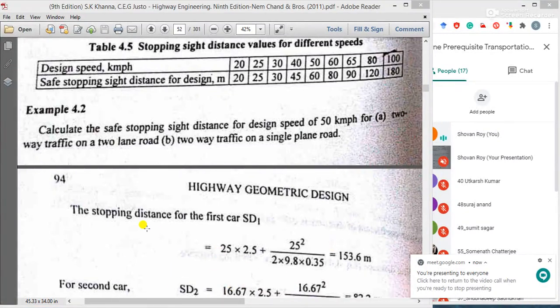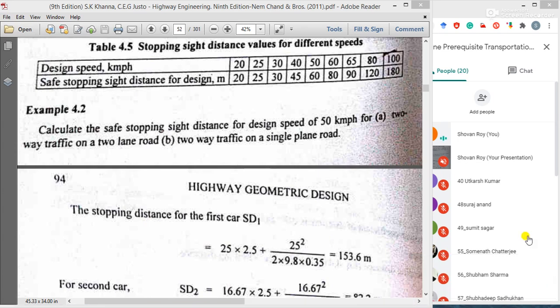Today's topic is stopping sight distance. Already we have seen the formula of stopping sight distance, or simply sight distance. Normally, the stopping sight distance is the summation of the lag distance and the braking distance. So the summation of braking distance and lag distance, we can say, is the stopping distance.